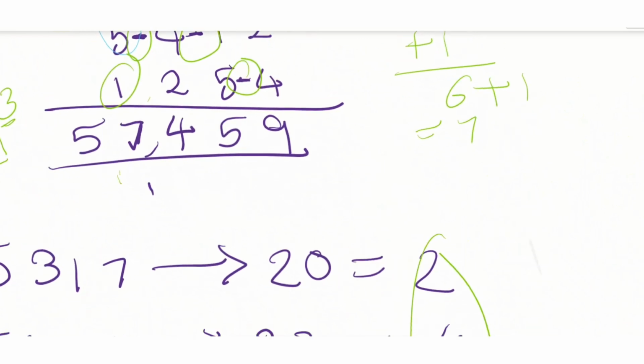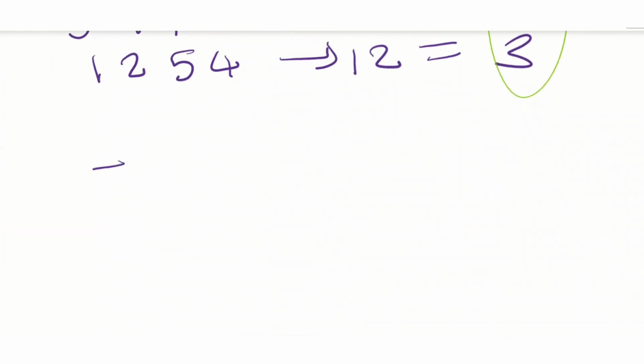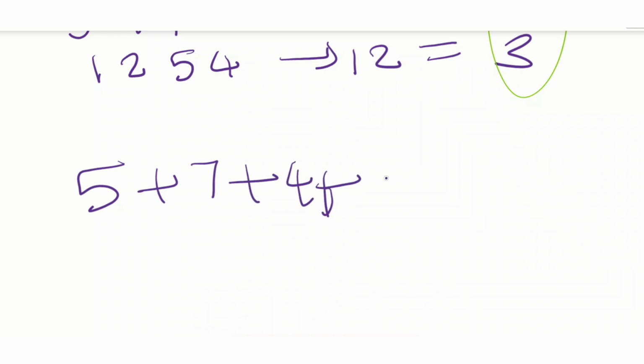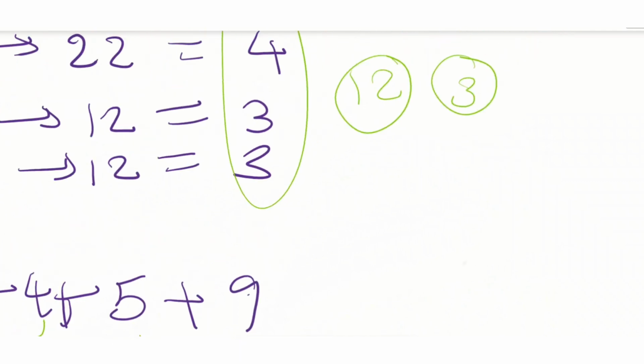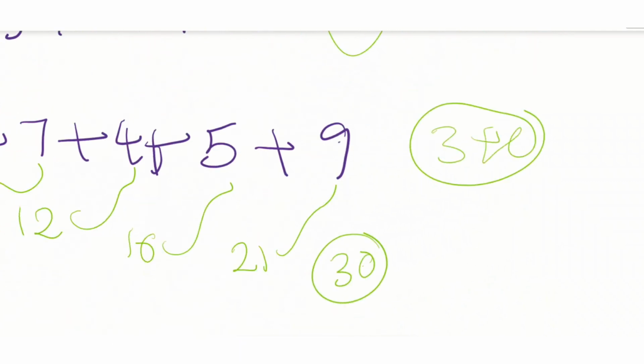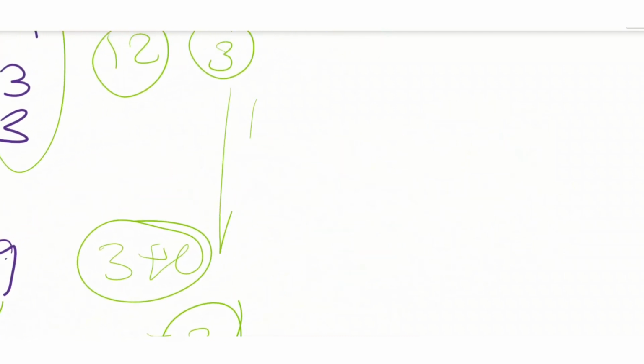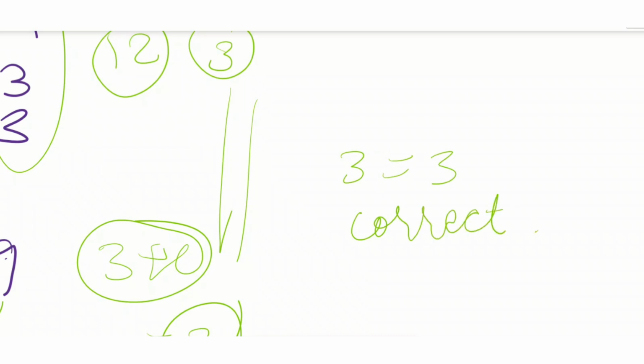Now let's do the same for our final answer. The final answer that we got is 5, 7, 4, 5, 9. Adding that, we have 5 plus 7, 12. 12 plus 4, 16. 16 plus 5, 21. 21 plus 9, 30. And when you do 3 plus 0, you basically get 3. That is the final answer. And again, the beauty of maths, both of these values are equal. 3 is equal to 3, and therefore your answer is correct.